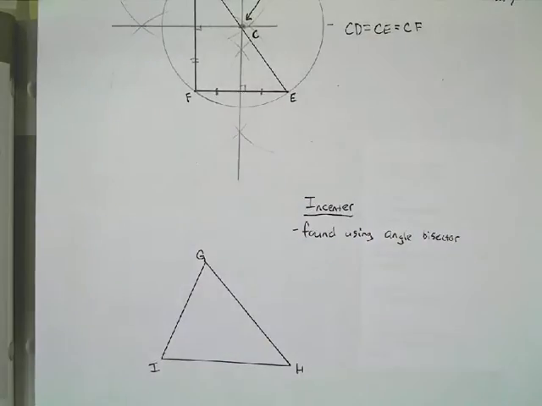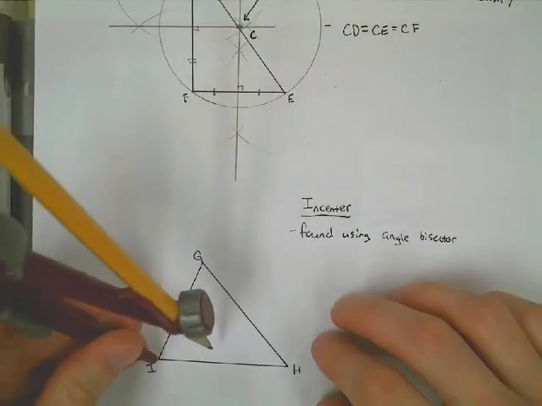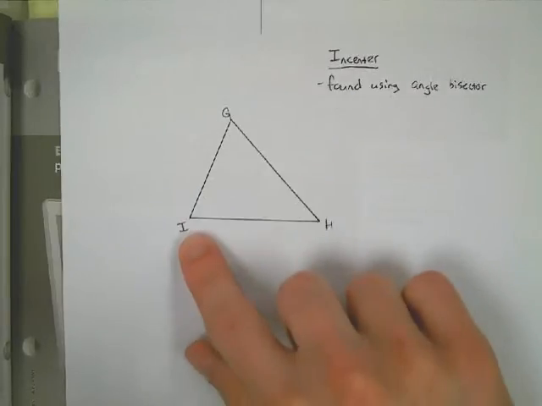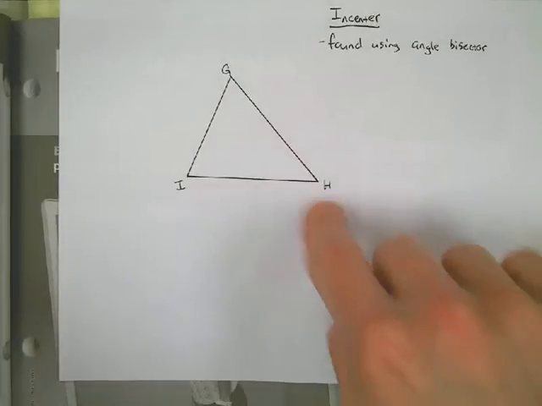Okay, so angle bisectors. Let's remember here. Anytime we do some sort of angle construction, the point of my compass always starts on a vertex. So I'm always going to start, for example, I'm going to bisect angle I first here. But you could start with angle H or angle G. I'm going to start with angle I, though, because here's why.